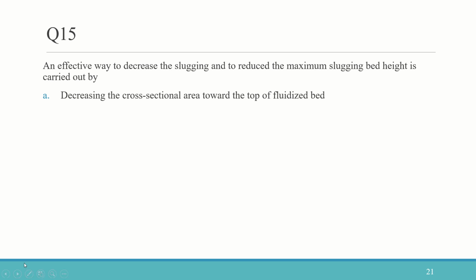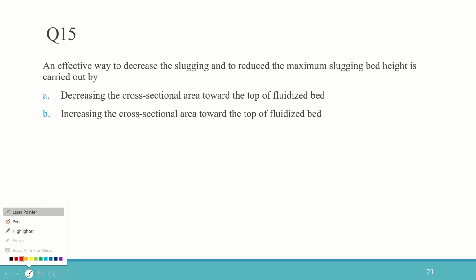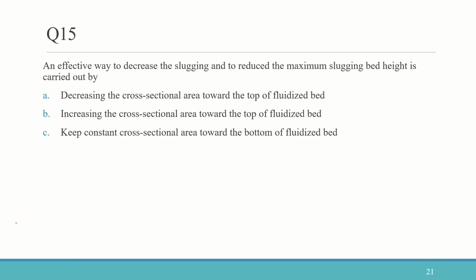An effective way to decrease the slugging and to reduce the maximum slugging bed height is carried out by dash. Option A, decreasing the cross-sectional area towards the top of the fluidized bed. Option B, increasing the cross-sectional area towards the top of the fluidized bed. Option C, keeping constant cross-sectional area towards the top or bottom of the fluidized bed. Option D, all of these. Answer is option B.